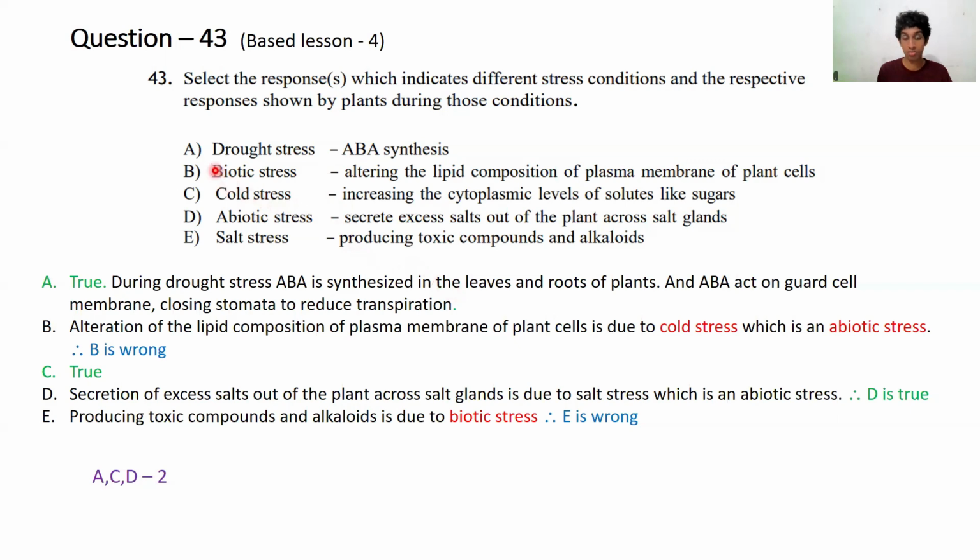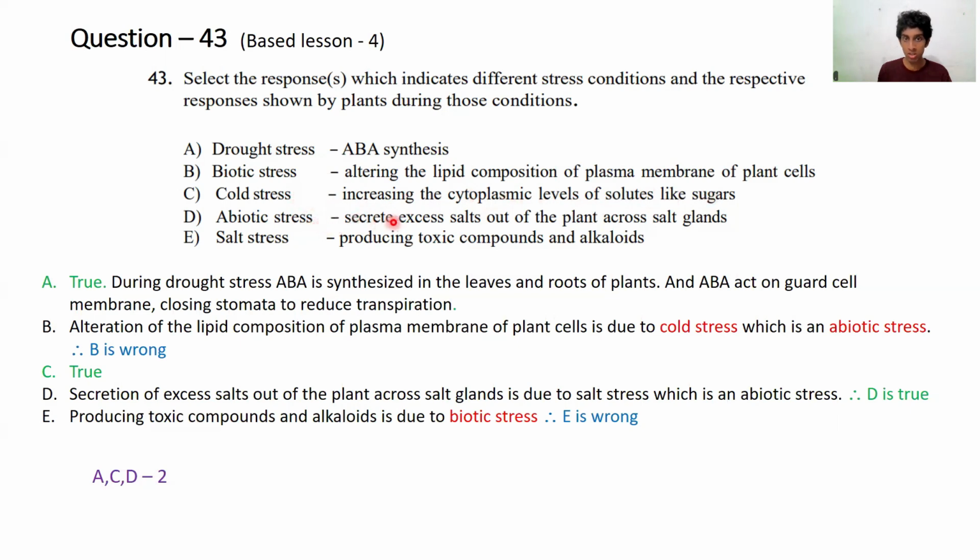Therefore, A is correct. B. Biotic stress, altering the lipid composition of plasma membrane of plant cells. That is wrong because alteration of the lipid composition of plasma membrane of plant cells is due to cold stress, and cold stress is an abiotic stress. C. Cold stress, increase in the cytoplasmic levels of solutes like sugar. Yes, C is true. During cold stress, in order to reduce the water potential of the cell, they increase the cytoplasmic levels of solutes like sugars within the cell. So C is correct.